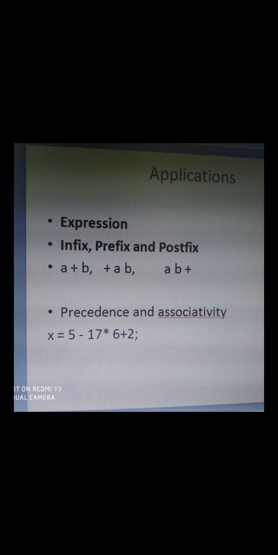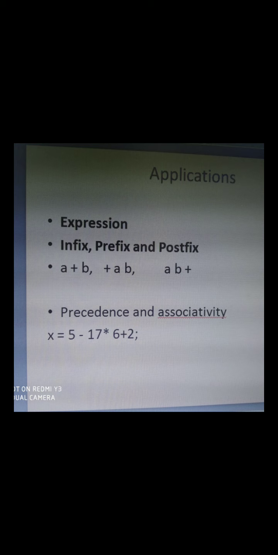Okay. Next is precedence and associativity. What is the use of precedence? In C language, each operator has a priority value, on which basis you evaluate the expressions. The operator with the highest priority is evaluated first. Next, what is the use of associativity? If you have the same precedence, then you go for associativity.